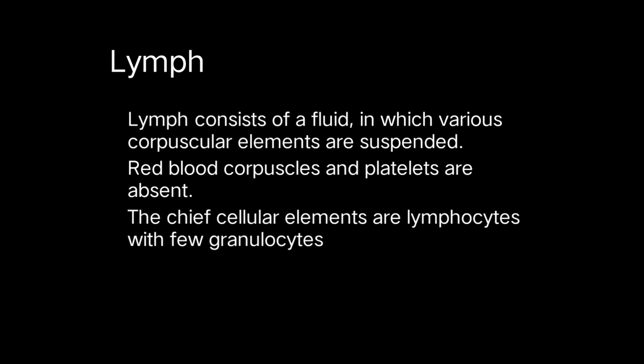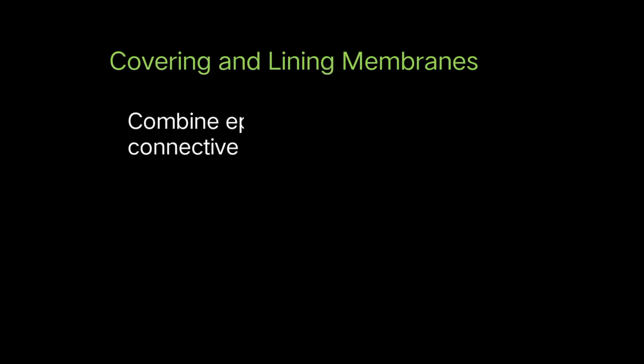Then lymph. So lymph consists of the fluid in which the various corpuscular elements are suspended. Red blood corpuscles and platelets are absent in the lymph. The chief cellular elements are the lymphocytes, and a few granulocytes are there. Okay, so this is about the lymph. Then covering and lining membranes. This is all about the blood and lymph.